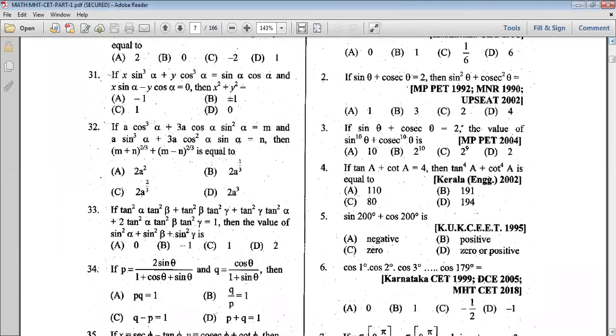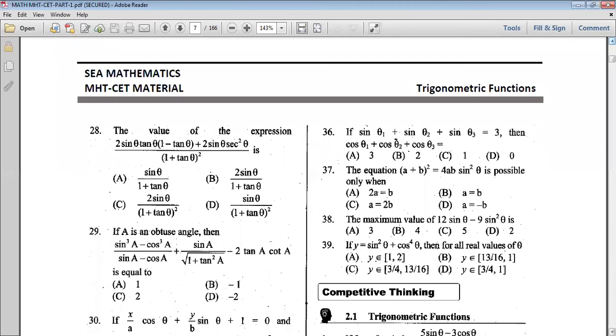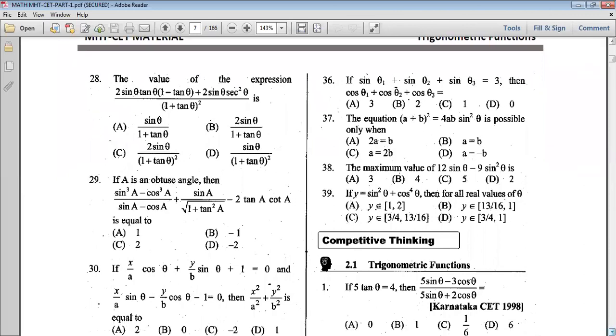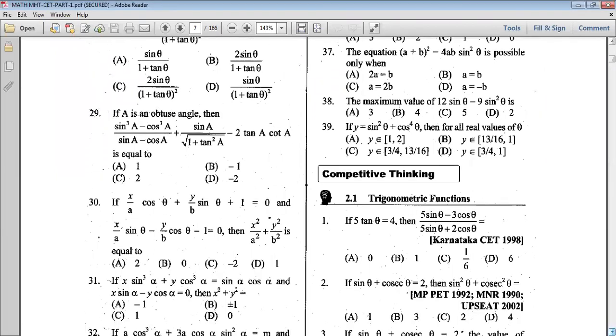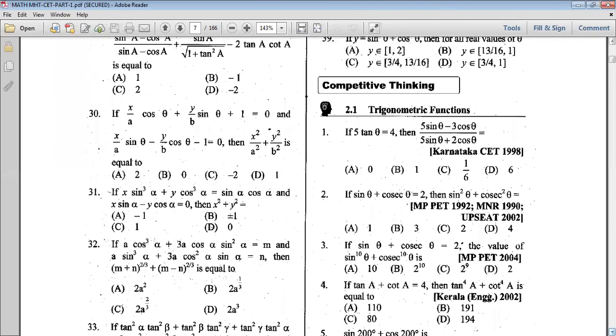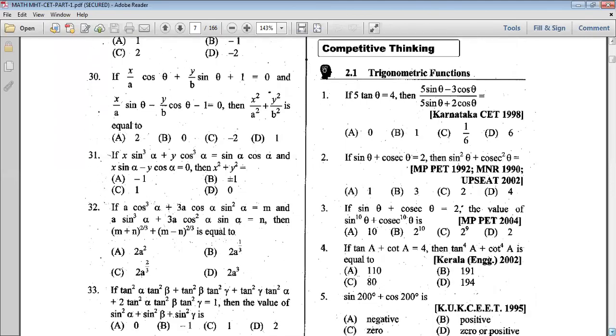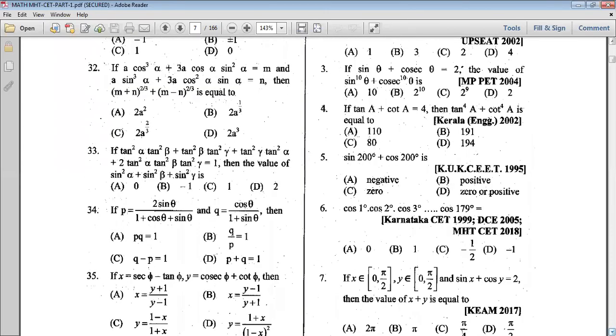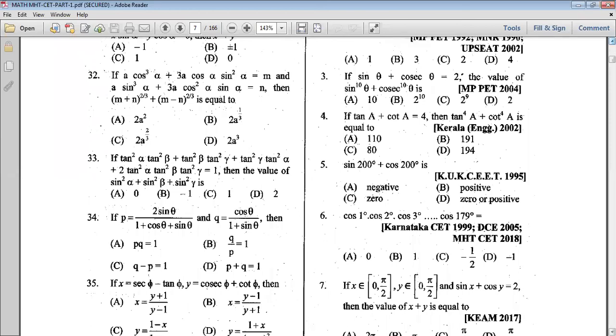So what are the problems I've explained? Once again, practice these problems. Then we'll get the confidence, and from the competitive thinking, no need to solve all the problems. Just solve the problems which are marked as MHTCET, that is Maharashtra CET or MPPET. वो दोनों problems solve करो. Then if you're not getting, then you can post me. This is MHCET 2018. So such problems, just practice those problems.